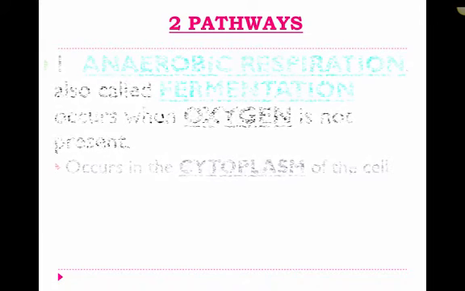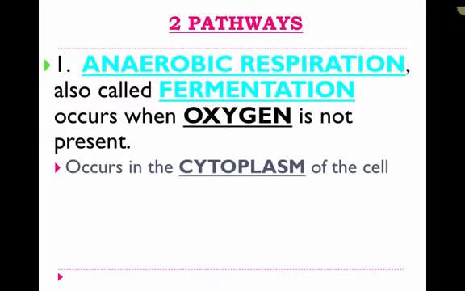After glycolysis, we have two possible pathways. The first one is anaerobic respiration. Ana meaning without, aerobic meaning oxygen. So without oxygen. Sometimes this is called fermentation. Again, it occurs when oxygen is not present. This happens in the cytoplasm of the cell and directly follows glycolysis.